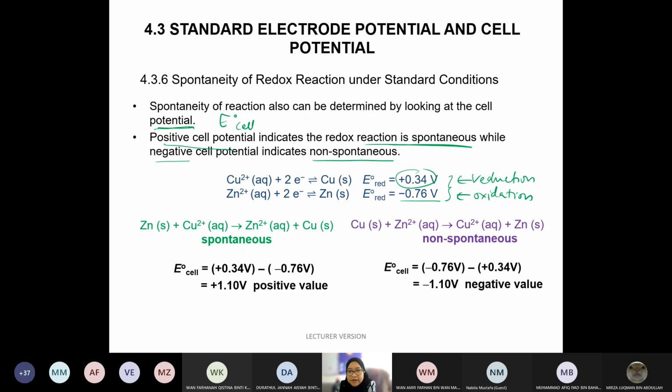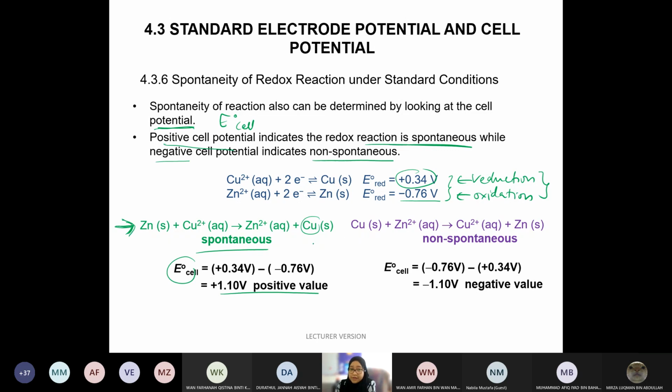So if they follow the rules just now, this is the equation that takes place and produces a spontaneous reaction. Zinc becomes zinc 2+, copper 2+ accepts electrons becoming solid copper. And when you calculate the E naught cell, you will get a positive value based on this equation.